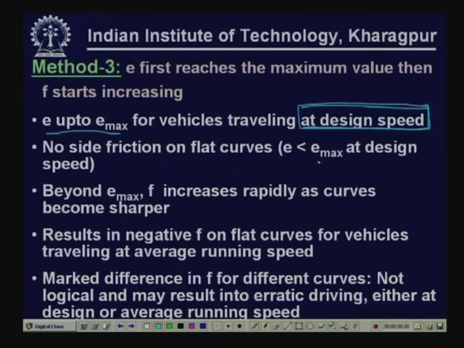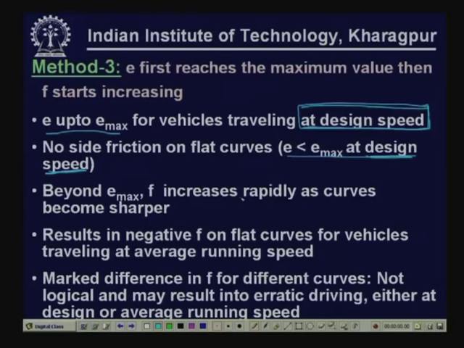That means, it is necessary to go beyond the maximum super elevation limit. So, if it is a flatter curve, it may not be necessary to go up to the use of coefficient of friction. So, it may happen that there is no side friction on flat curves, because E may be lesser than E max at design speed. Again, carefully observe, with respect to design speed. Now, beyond E max, F is increased, and it is increased rapidly as curves become sharper.